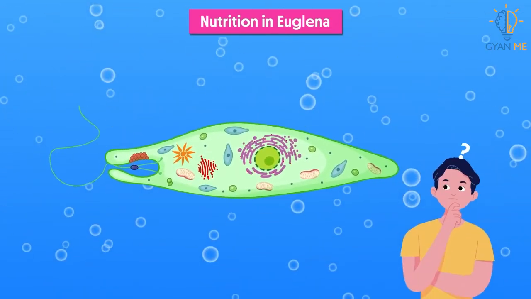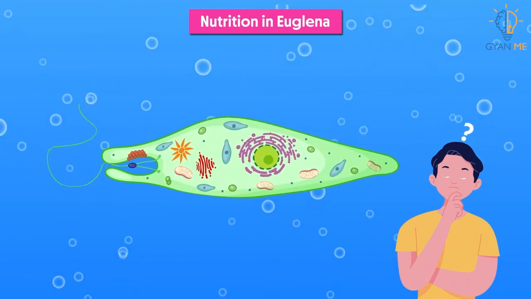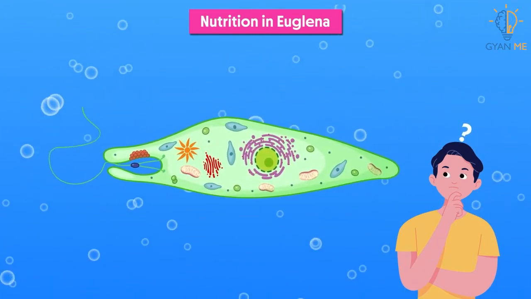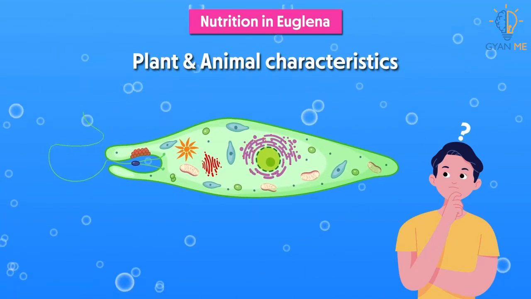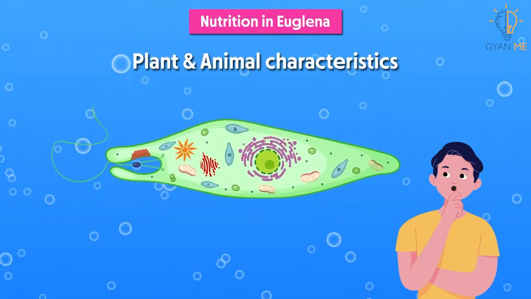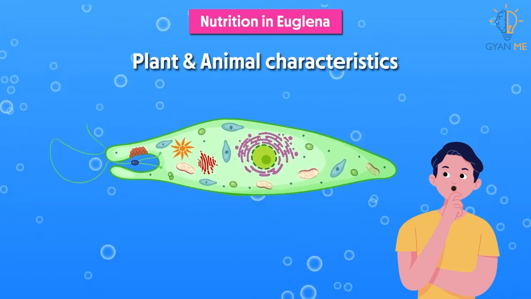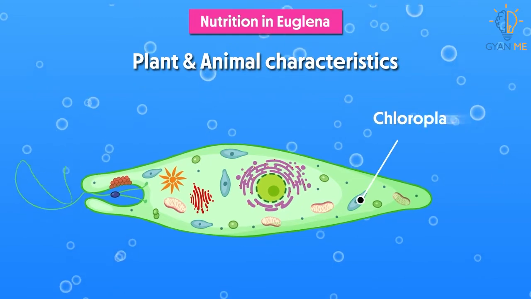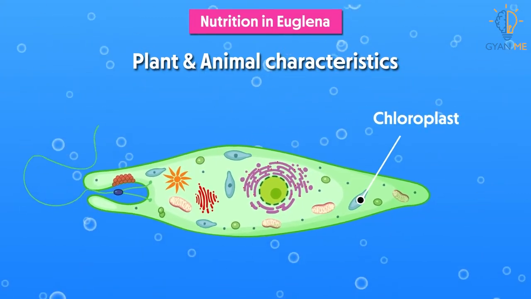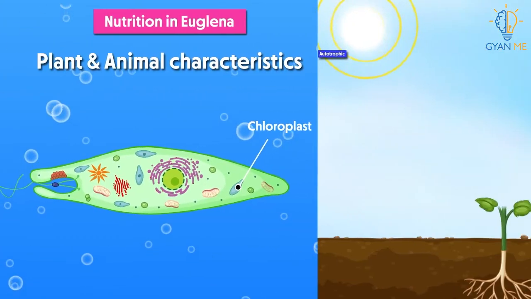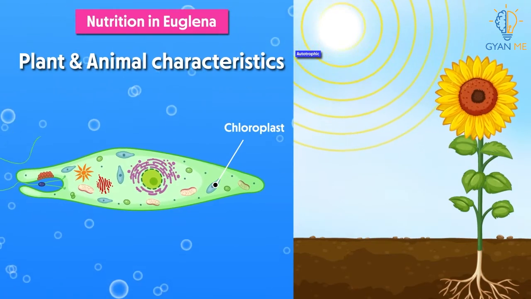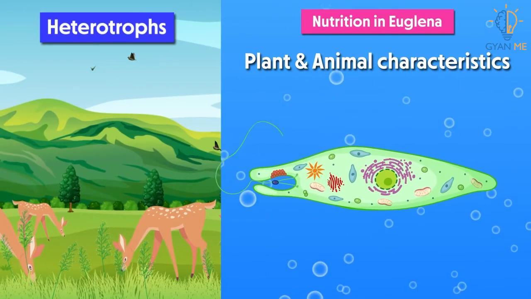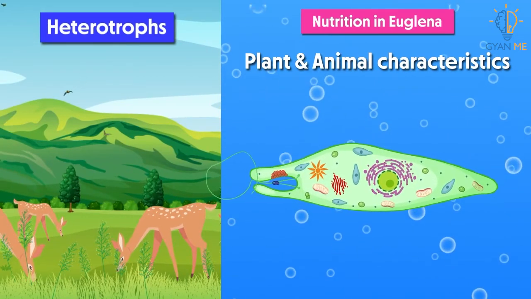Students, do you know what is so peculiar about Euglena? Actually, Euglena is one such unicellular organism that has both plant and animal characteristics, which it uses for obtaining nutrition. Most species of Euglena have photosynthesizing chloroplasts within their cell, which enable them to feed by the autotrophic mode of nutrition like plants. However, they can also take nutrition like heterotrophs, that is, like animals.